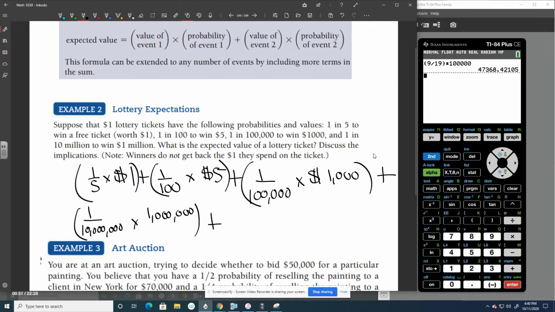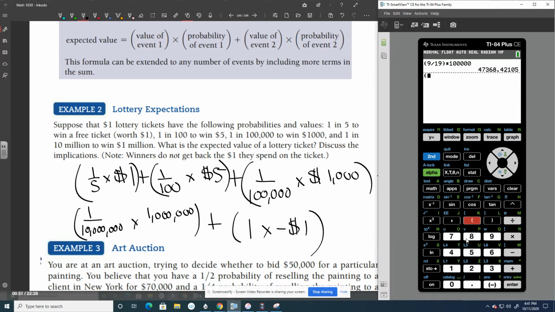So I have a 1 in 5 chance of winning $1, but I have a 100% chance that I'm going to spend $1. So I can't just look at the probabilities of winning. I have to add the probability of that dollar that I actually spent. I have a 100% chance of spending $1, and then I add all of these probabilities of winning something back.